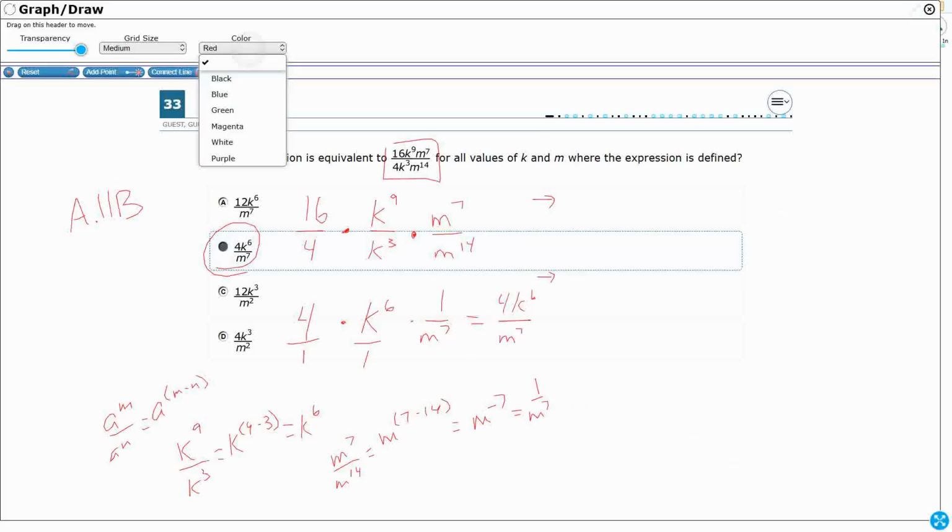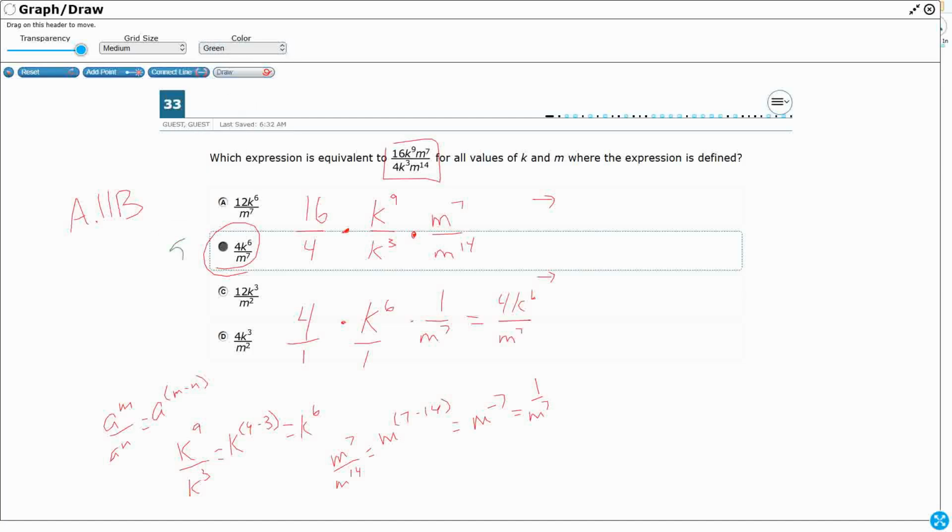So how did we do here? Well, we had 52% of our students get this correct, so not quite at that threshold of 60%, but also not bad. We had 20% choose A, and so we actually did pretty good. Look at this, k to the 6 over m to the 7. What did they do wrong? They subtracted the coefficients. They did 16 minus 4 gets you 12, rather than 16 divided by 4 gets you 4. So other than that, they were good.